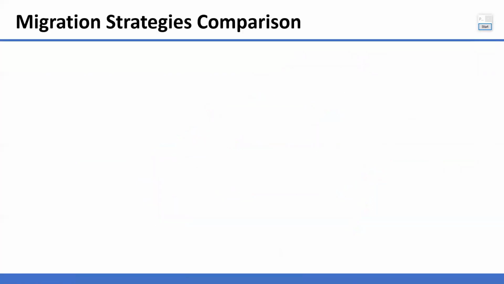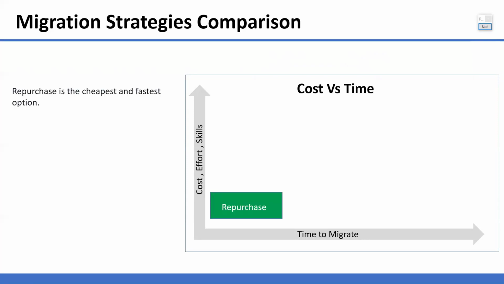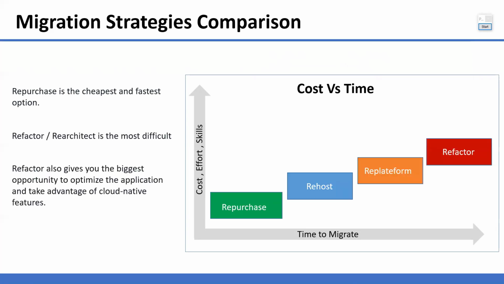Let's have a comparison between all these migration strategies. If we compare cost versus time, we can easily say that repurchasing is the cheapest and the fastest option, and refactoring or re-architecting is the most difficult and the most cost and time consuming. But refactoring also gives you the biggest opportunity to optimize and modernize the application, and it will help you take advantage of the cloud native features.